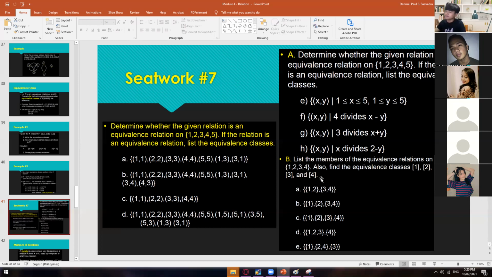And then for the last one, list the members of the equivalence relations on 1, 2, 3, 4. So also find the equivalence classes of 1, 2, 3, and 4. Okay, so you need to find the members and then the equivalence classes of those given expressions. Okay? So A to E. I'll give you guys 1 minute to take a look at this seat work, and let me know if you have clarification or questions.